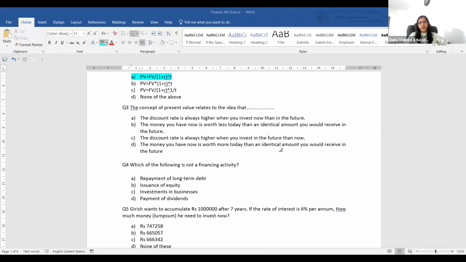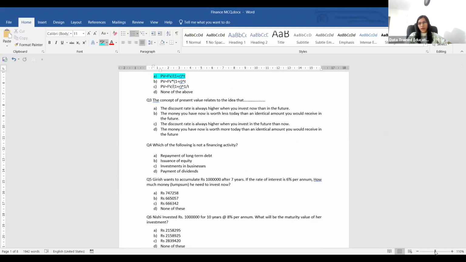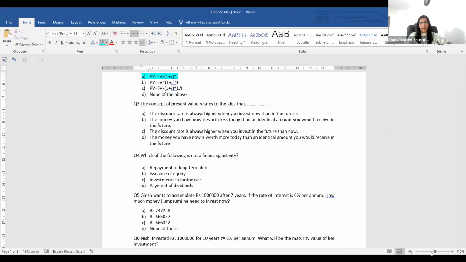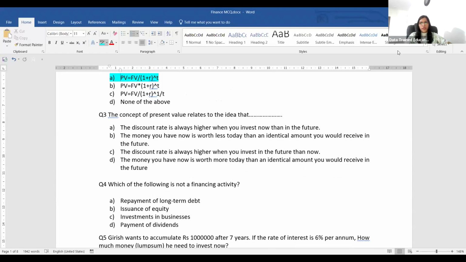Question number 3. The concept of present value relates to the idea that the discount rate is always higher. Just read all the points. One second, let me increase the font size. Is it visible to all of you? Once I increase it, I'm not able to see the chat box and not able to read the questions. I hope it is clear now.